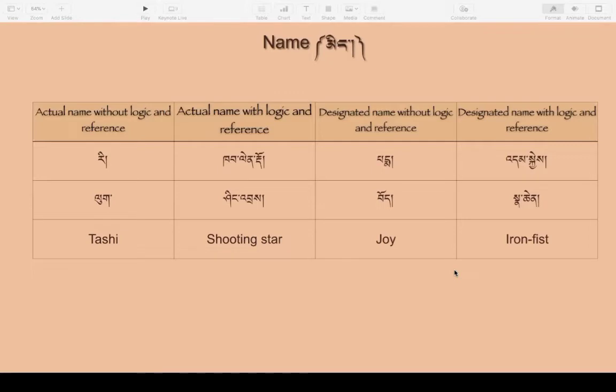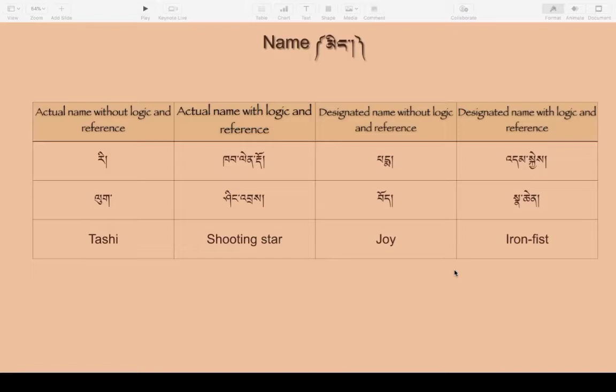The first one is the actual name without logic and reference, which are the most fundamental names of which you cannot find any reason or logic why they were called in this manner. The other one is actual name with logic and reference. These are names where, when you go and find the reason why it has been named in such a manner, you can actually find a reasoning and reference to previous terms.